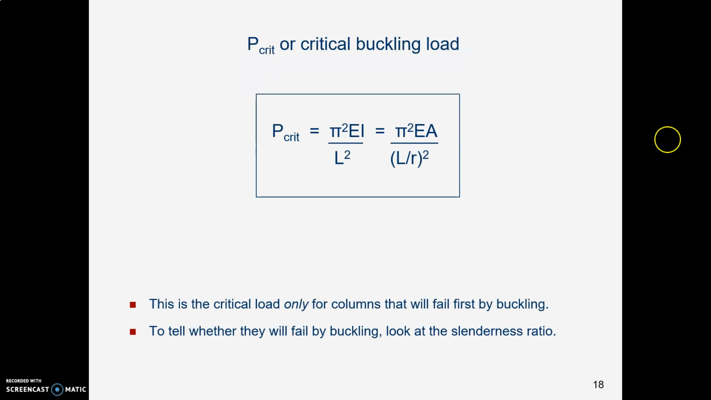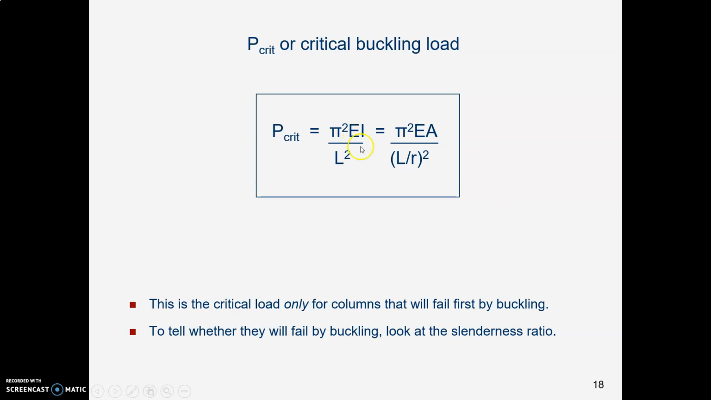And here are two different flavors of the formula for critical buckling load, or P crit for short. Remember, P is force or load. So P crit is the critical buckling load. If the column is long and slender enough so that you know it will fail by buckling, then this is the critical load at which it will happen.